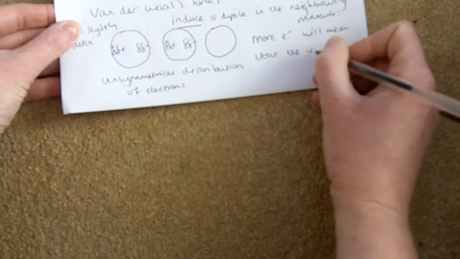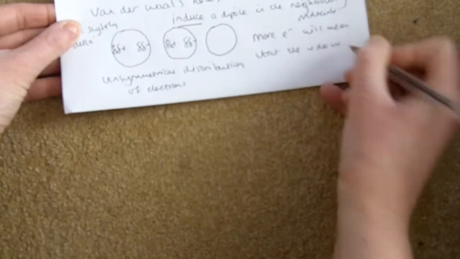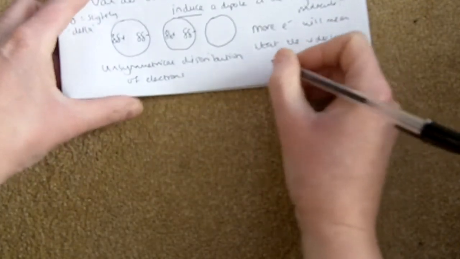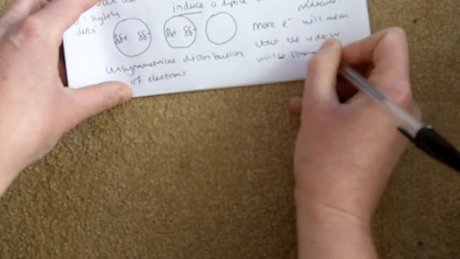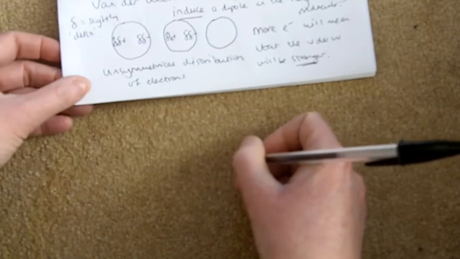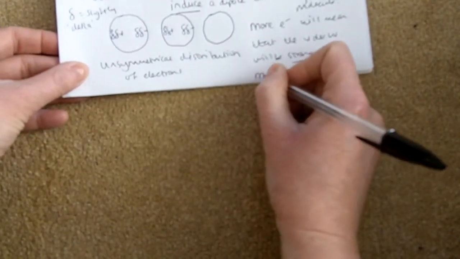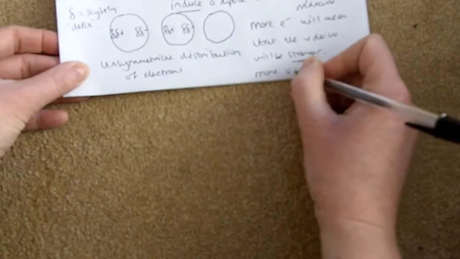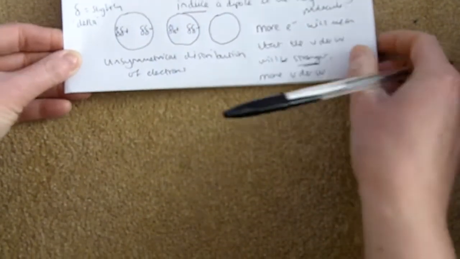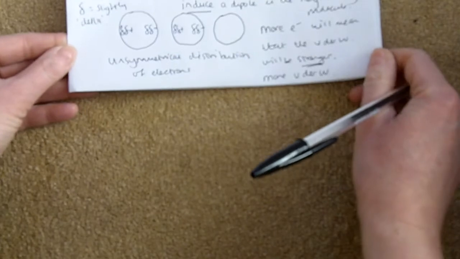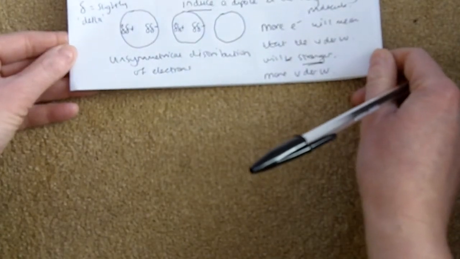Okay, so with van der Waals forces, more electrons will mean that the van der Waals forces will be stronger. Now be careful using stronger, they are weak forces. So you can say that there will be more van der Waals forces rather than using stronger. Okay, so the more electrons, the greater the effect, more van der Waals forces.